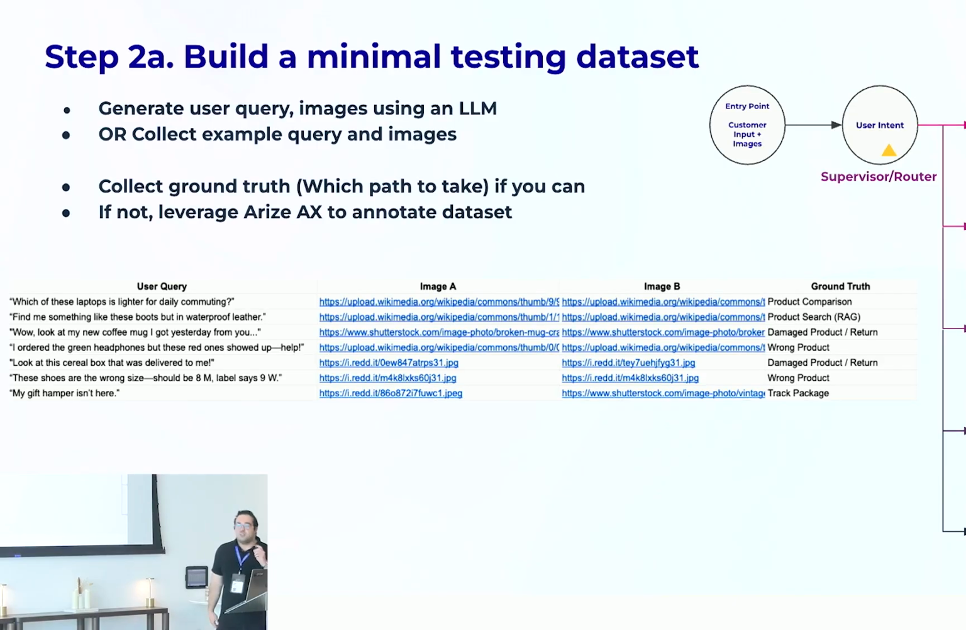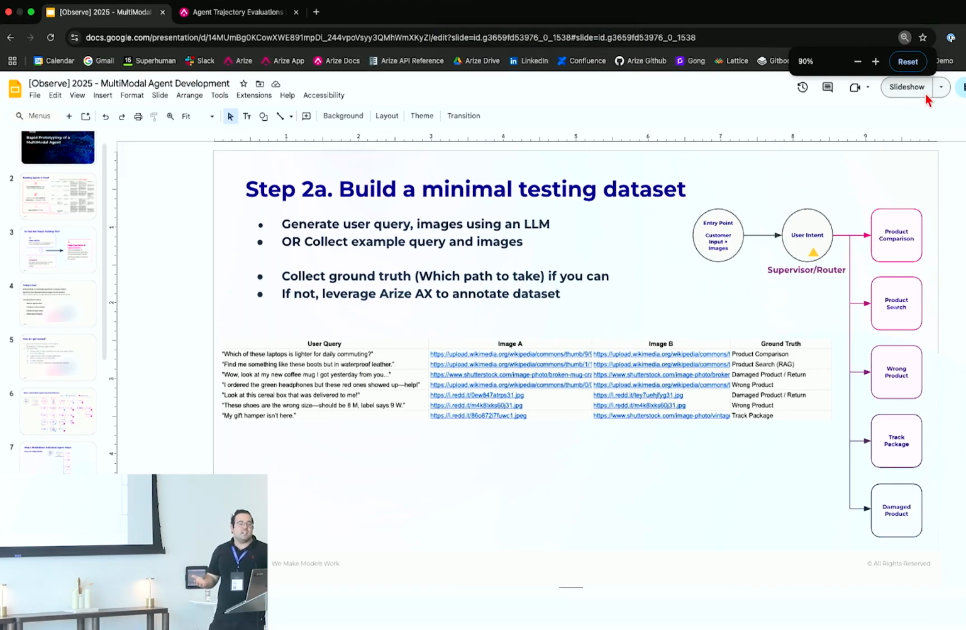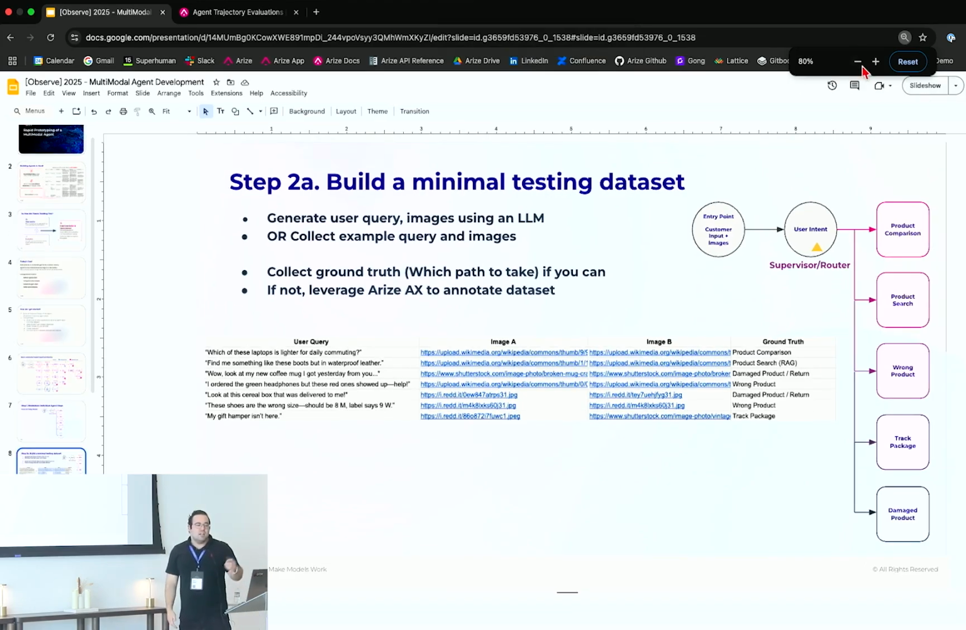So the first step is, again, as I talked about, to build a minimal testing data set, right? The idea is to have, it could be 5 examples, could be 10 examples, doesn't matter, but to have some inputs to your agent, right? In this case, I have some user questions. Let's say I have some images that I pulled online, and then you can have a ground truth if you want, right? You can also just add the ground truth in Arize AX, by using our annotations. Like maybe you want some business stakeholder to come in.